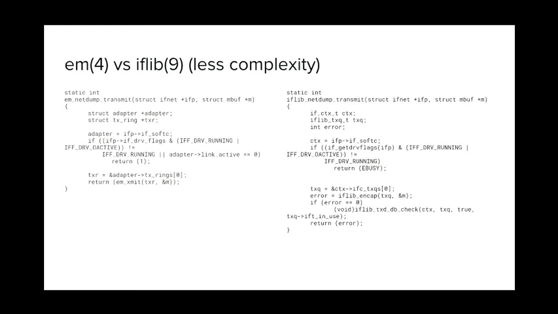So here's the difference between the EM driver and the iflib driver for one of the netdump functions. It's pretty simple. It looks like this one's more complicated, but I think there's just more returns. But yeah, once you delve in there, it was mostly just translating line by line, which is great, because that's what iflib's supposed to be, right? It's supposed to be this easy way to not have to rewrite entire drivers from scratch, I guess I should say.